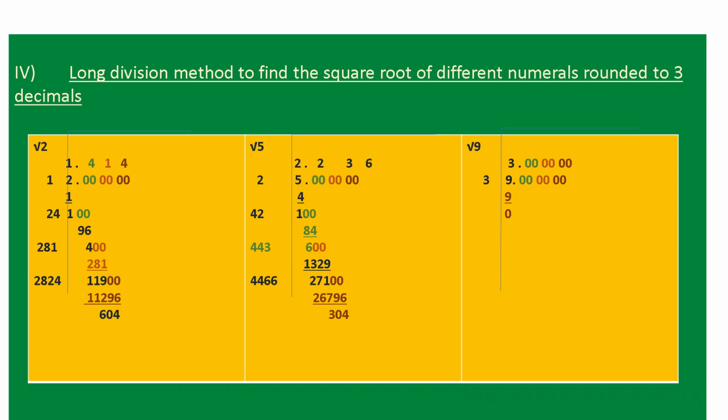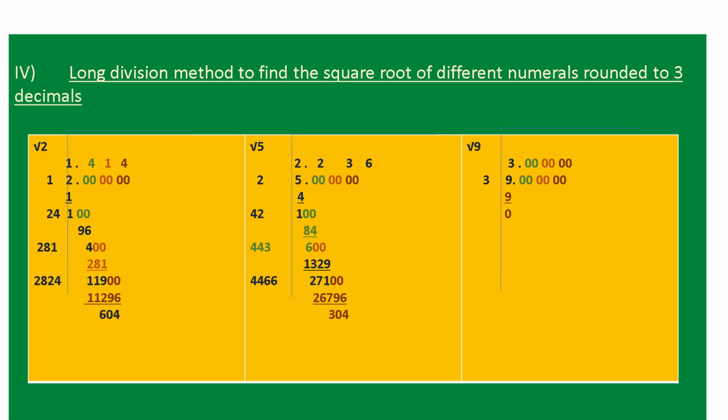This is the long division method to find the square root of different numerals rounded to 3 decimal places. Why do we need to know about this? In the exercise, it is discussed as operations of root 2, root 5 and so on. Say all of a sudden, from the exam point of view, you are given a different number for which you need to find the square root, you will use this kind of long division method. So it is mandatory that we understand how the long division method works.